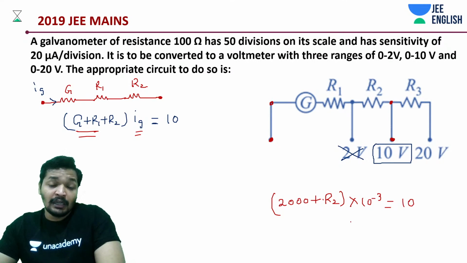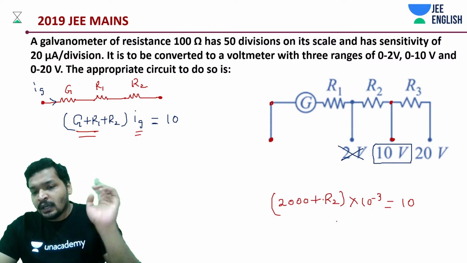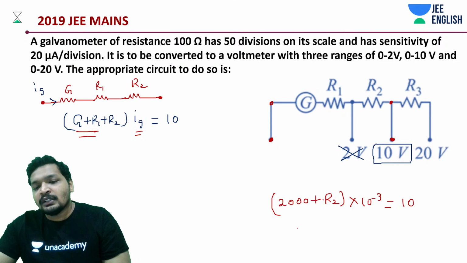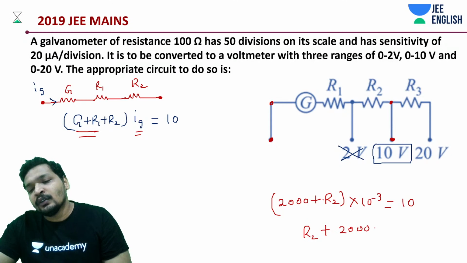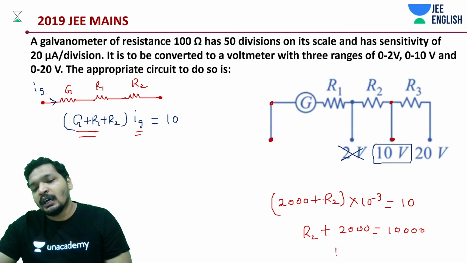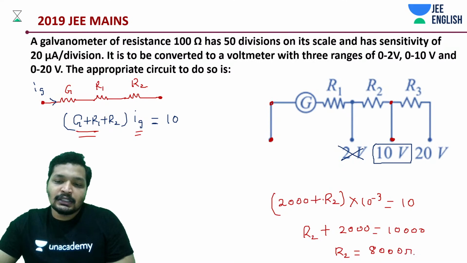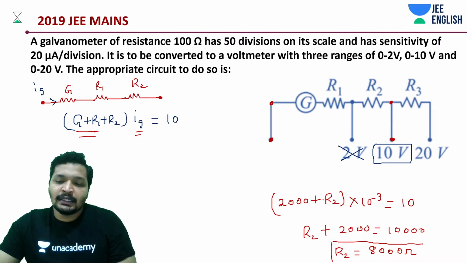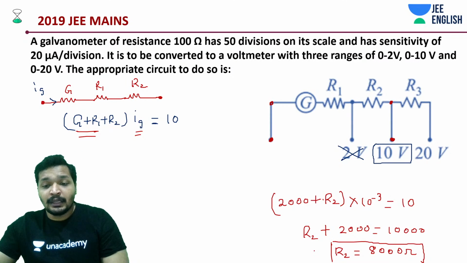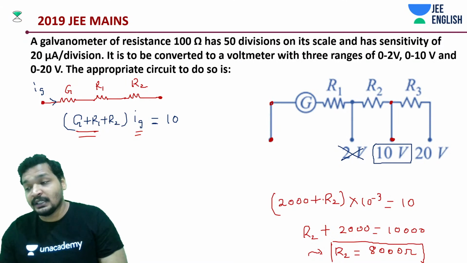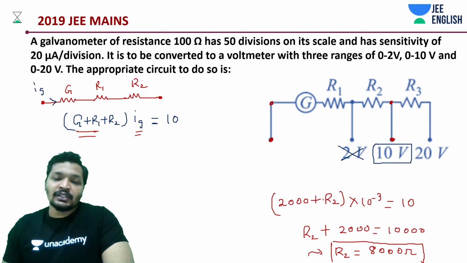So this is going to be 10,000 ohms, right? So R2 plus 2000 is 10,000 ohms, and you are going to have R2 as 8,000 ohms. That's it, students. Very simple. 8 kilo ohms is also how your exam answer options can be presented. And then we have the last one, R3.